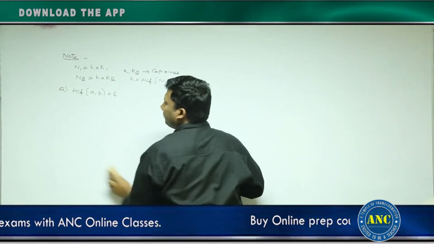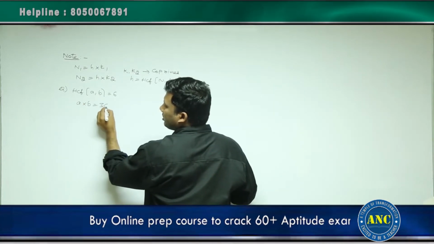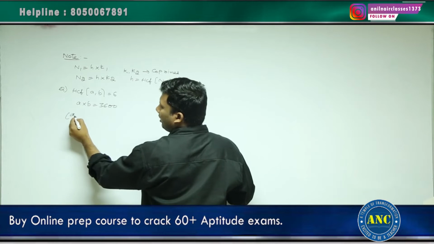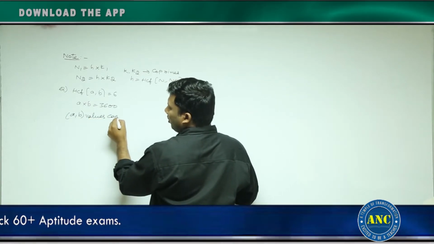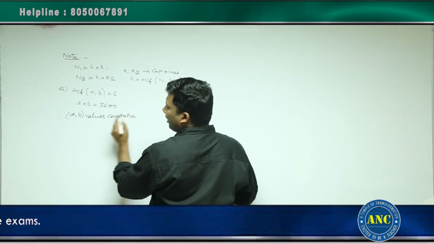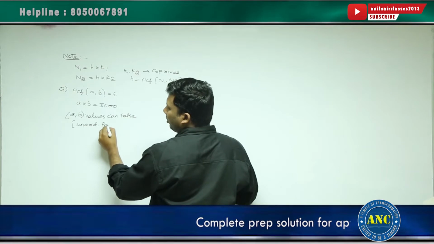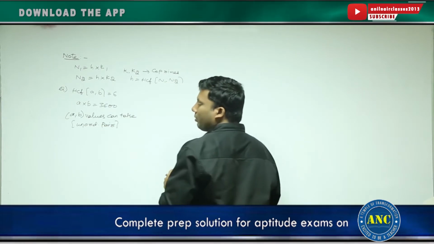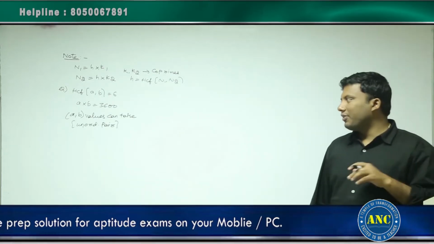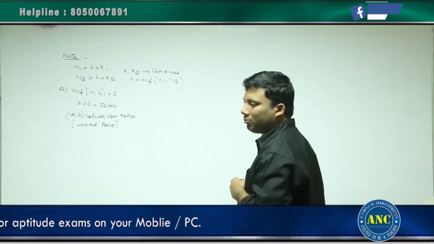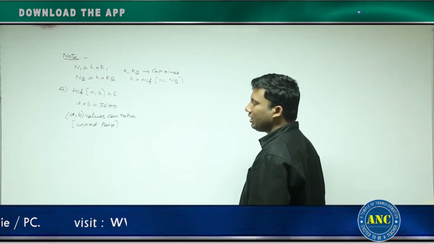A into b equivalent to 3600. How many values a comma b can take? Again, it is an unordered pair. These concepts related to co-primes are very, very important, sir. HCF of a comma b equivalent to 6, a into b is 3600. How many values a comma b can take?